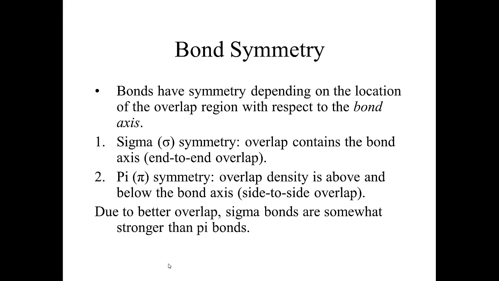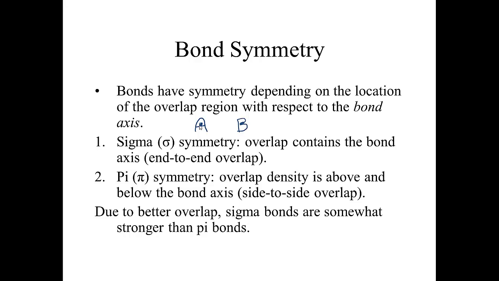So we say that bonds have a symmetry depending on the location of the overlap region with respect to the bond axis. That sounds kind of complicated, but what it means is really pretty simple. Imagine that we have an atom here, we'll call it some element A, and there's another atom over here, B. In the middle of those atoms there's the nucleus. I'll just draw a little dot here in the middle to indicate the nucleus of the atoms. That's where all the protons and the neutrons are, and the positive charge.